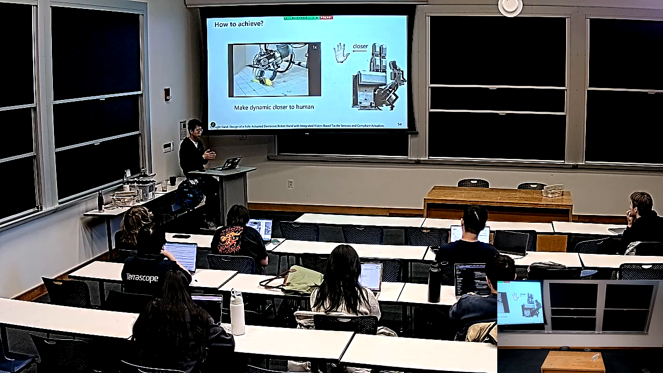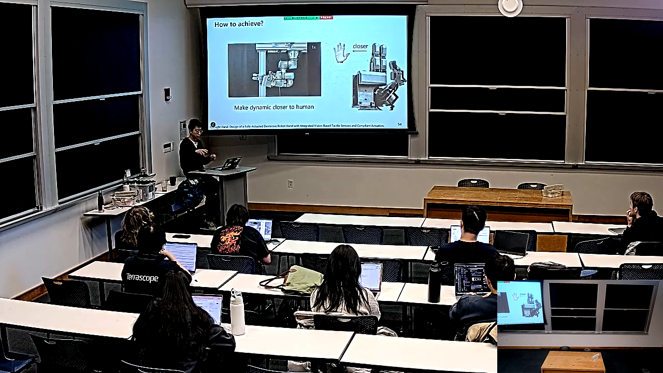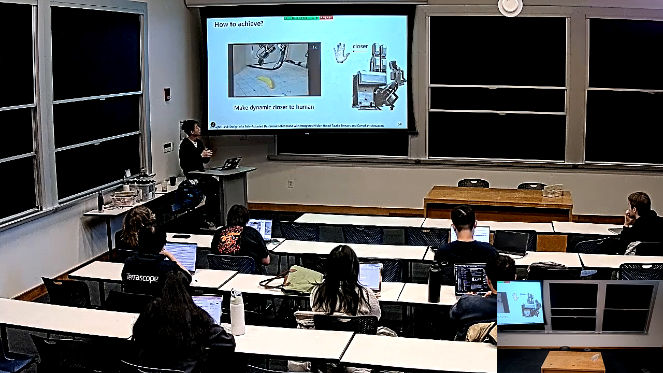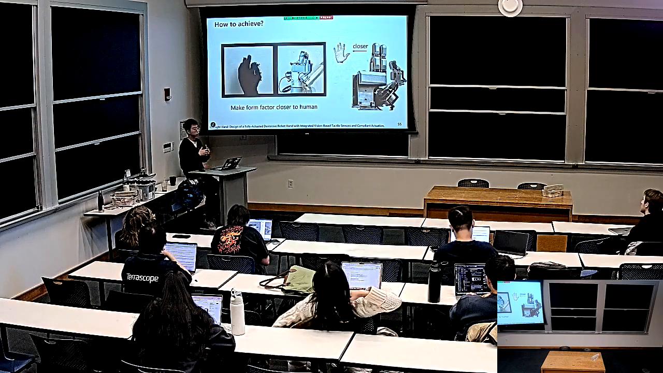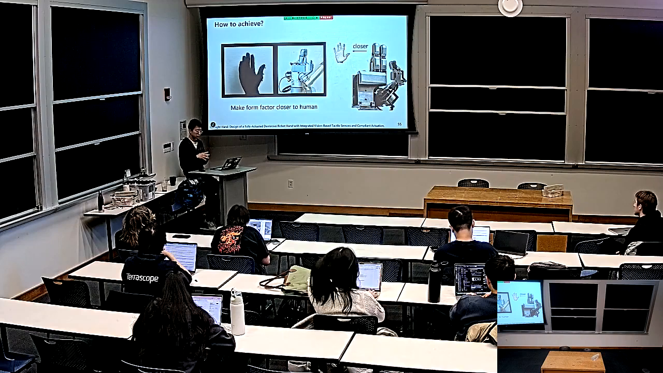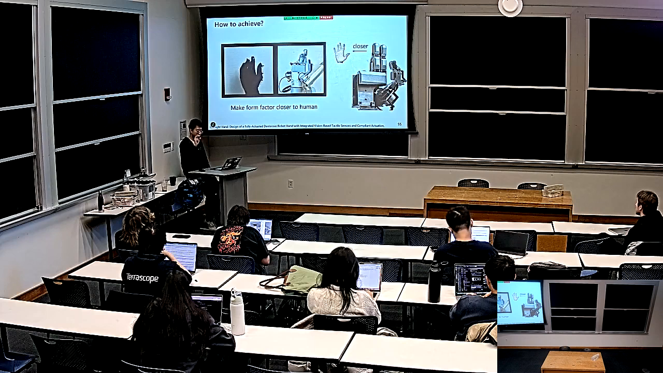And the second part is to make the dynamics closer to human. So this hand incorporates a proprioceptive actuator, which allows the hand to backdrive when it collides with the environment. And the hand can also move pretty fast, as agile as possible, to catch the flying bottle. The third thing is to make the form factor close to the human hand. So this hand basically has a similar size to your hand, and the degrees of freedom are also put in the right positions, as close as possible to the human hand.